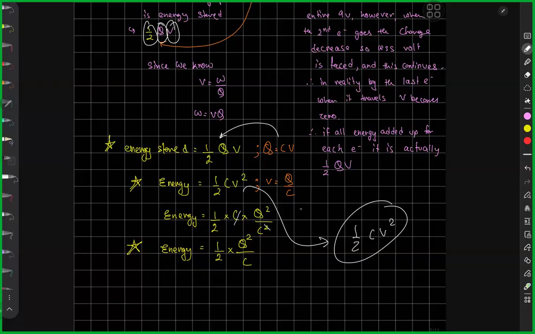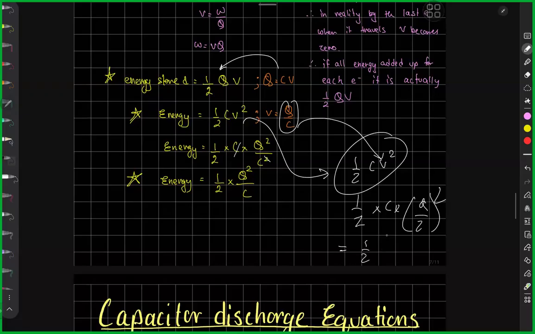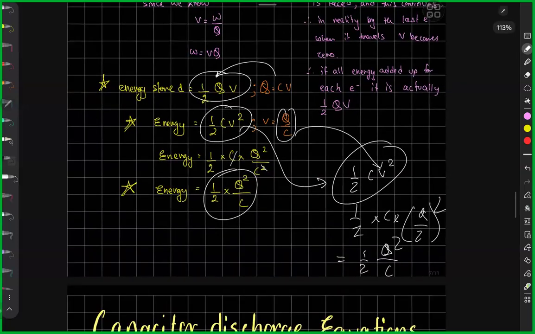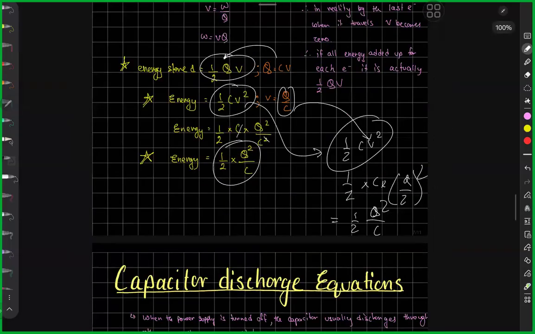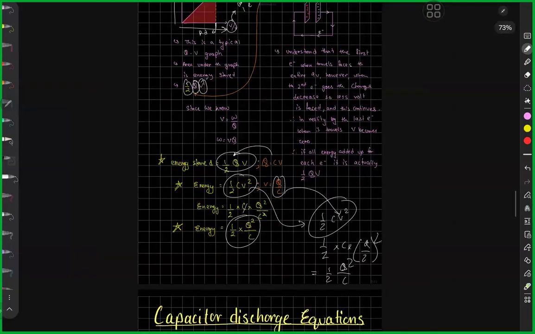I can do something further. I can substitute V is equal to Q by C over here. So half times C times Q by C whole squared. What I will end up with is half C Q squared by C squared, so half Q squared by C. These are the three formulas of energy. The rest will come automatically to you if you know how to substitute expressions. Okay, these are the three equations of energy. And with that, we're done with today's class.